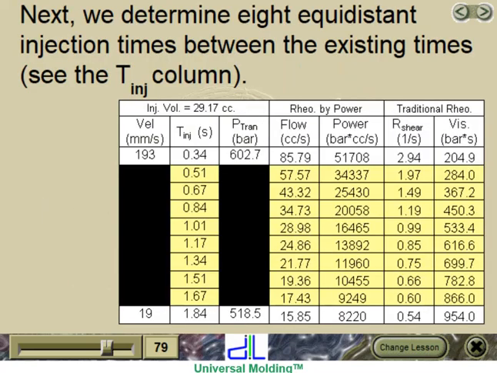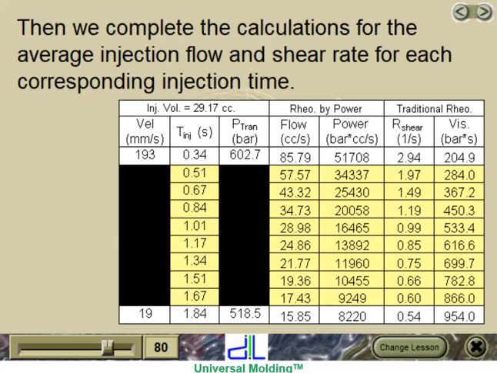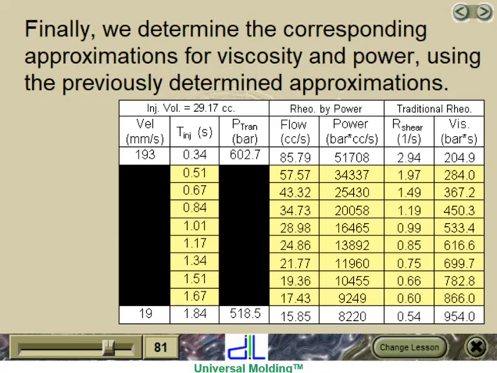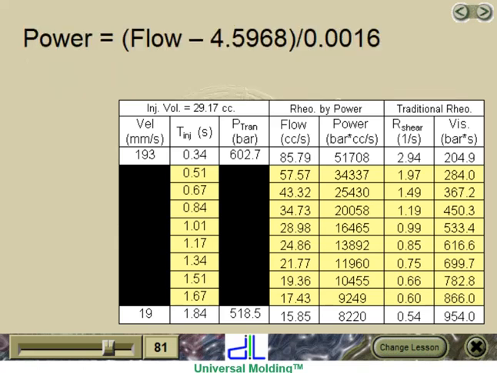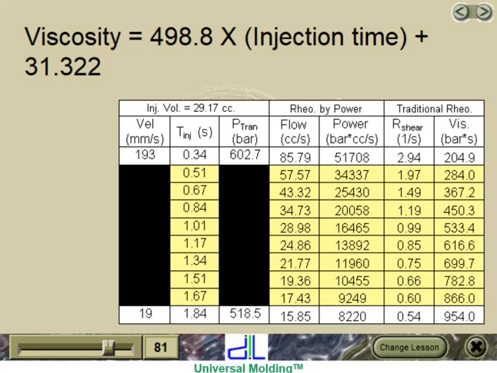Next, we determine 8 equidistant injection times between the existing times. See the injection time column. Then we complete the calculations for the average injection flow and shear rate for each corresponding injection time. Finally, we determine the corresponding approximations for viscosity and power using the previously determined approximations. Power equals flow minus 4.5968 divided by 0.0016. Viscosity equals 498.8 times injection time plus 31.322.